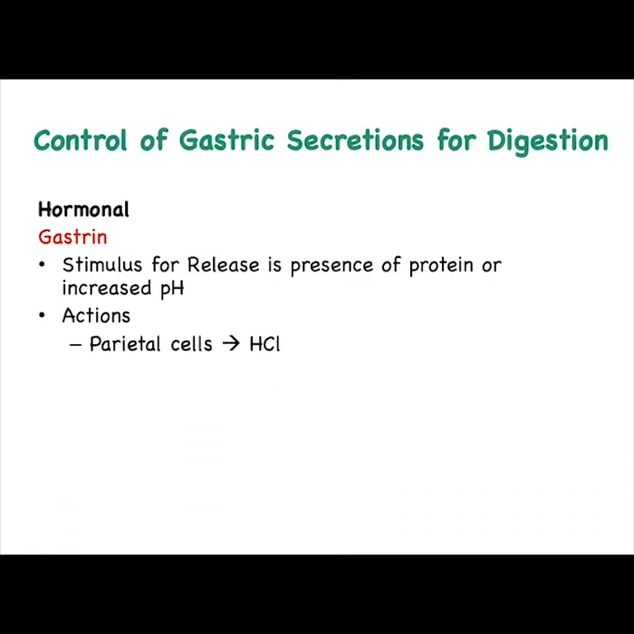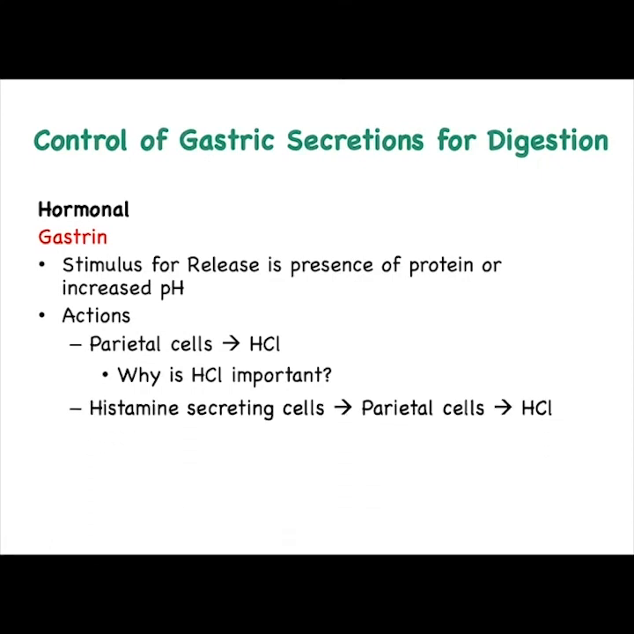Gastrin triggers parietal cells to release hydrochloric acid. The hydrochloric acid is necessary to convert the pepsinogen into pepsin. Remember, pepsin is an enzyme that breaks proteins down into large polypeptides. Gastrin also stimulates histamine-secreting cells to release histamine, which will then go to the parietal cells and stimulate them to release hydrochloric acid.